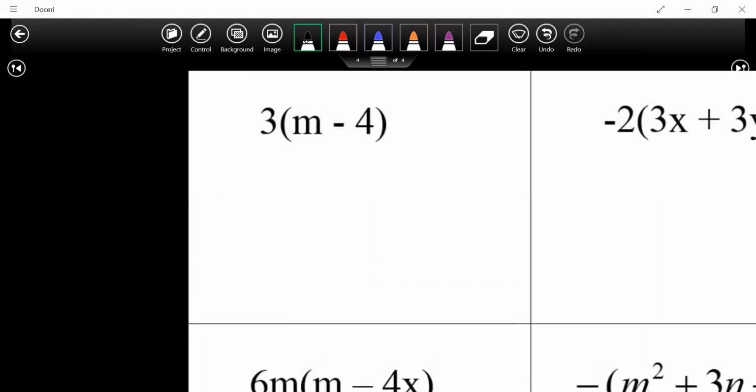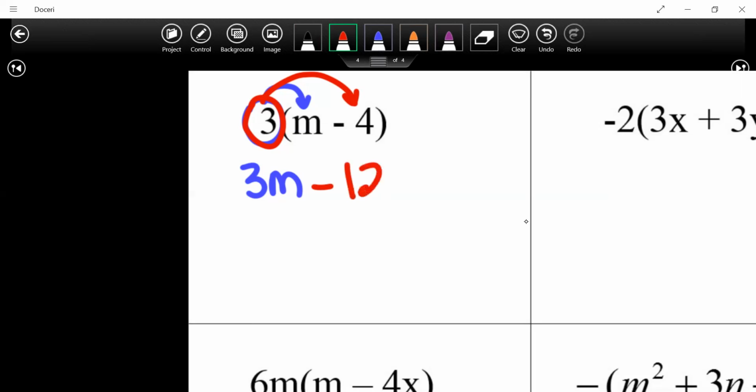Okay, for the first pair that we're getting here, what should I do? I'm taking the outside term and multiplying on the inside. So we're going to get 3 times M, or just 3M. From there, we want to take our 3 again and multiply it to the next term, which is negative 4. So 3 times negative 4, negative 12.